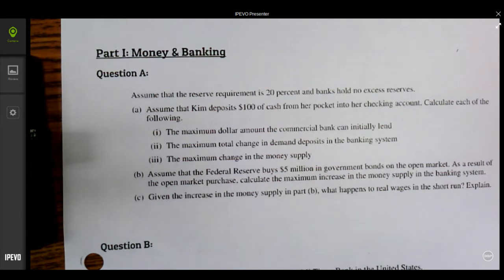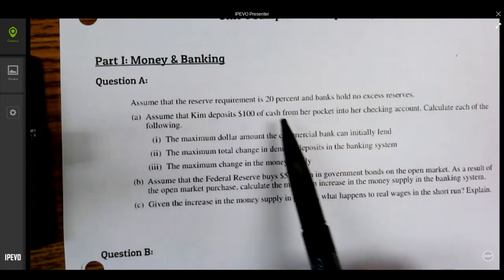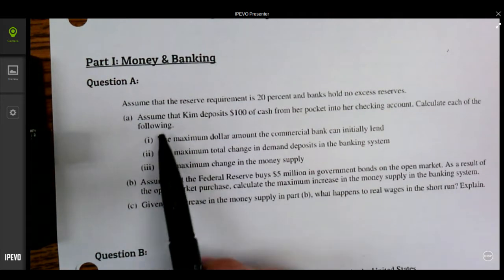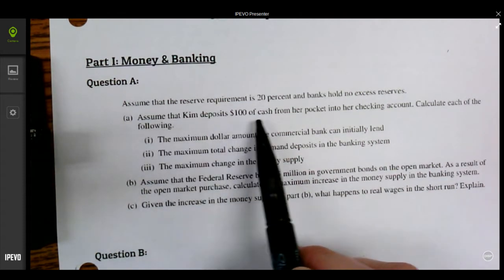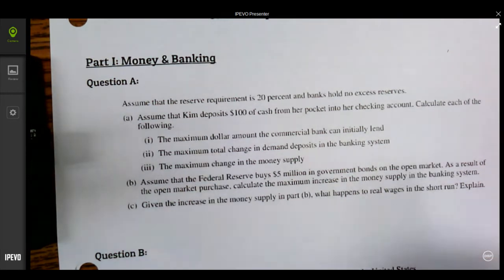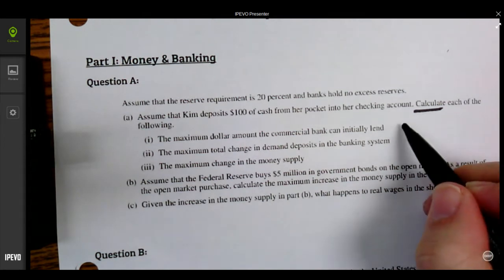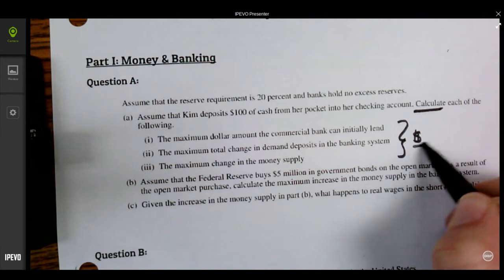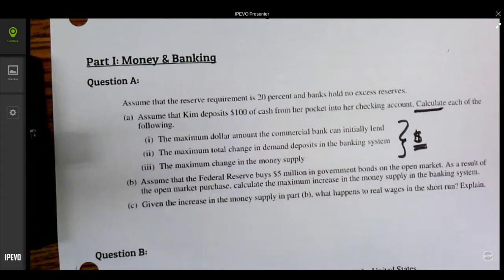So here we have a question. It says, assume that the reserve requirement is 20% and that banks hold no excess reserves. Assume that Kim deposits $100 of cash from her pocket into her checking account. Calculate each of the following. When you see the words calculate each of the following, that tells us that all three of these are going to have some sort of dollar amount attached to them, okay?